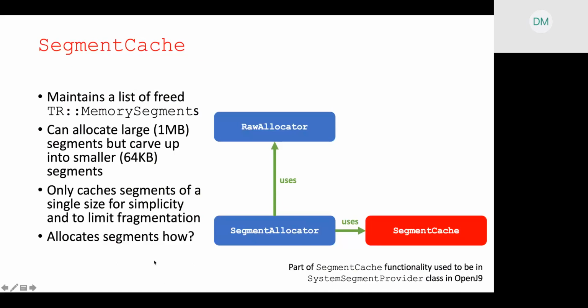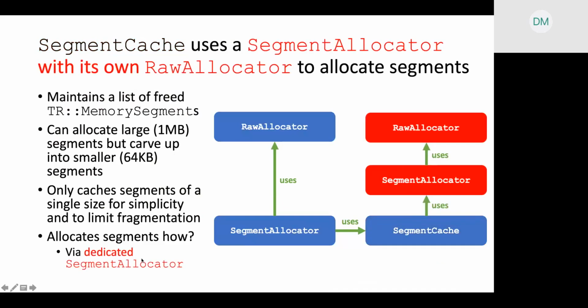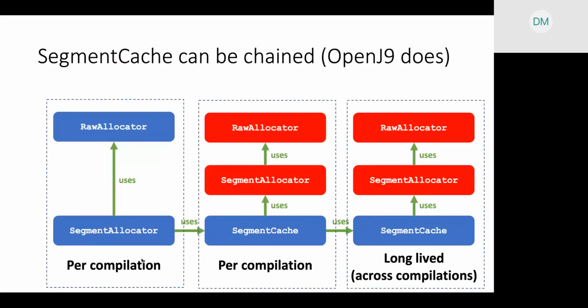So I mentioned that the segment cache has to allocate segments. So how does it allocate segments? Well, it has its own segment allocator dedicated for allocating its own segments. It basically uses the new segment allocators in red. Those are different objects than the other segment allocator that's in blue on the slide. And in fact, segment caches can be chained together, so a segment cache can have another segment cache.